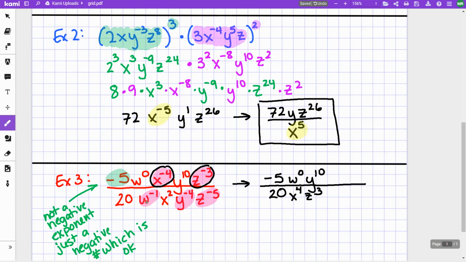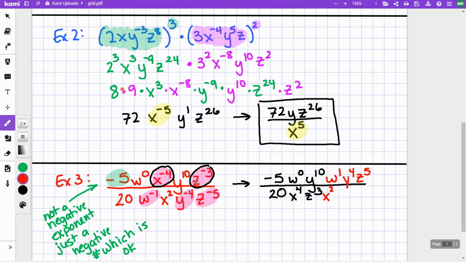This w to the -1st, okay, I'm going to move that. So let me just do it in a different color. I'll do it in red. So my w to the -1st, I'm going to move to the top. My x to the 2nd is going to stay. No issues with that. My y to the -4th, I'm going to move it, so it has to go on top, which means it's going to become positive now. And this z to the -5th, I'm going to move that, so it's going to go on top.